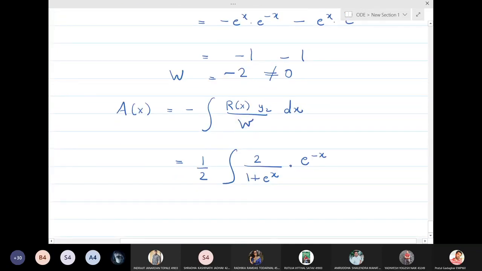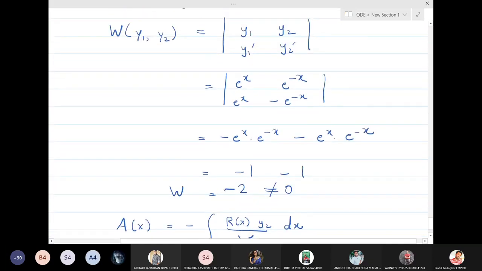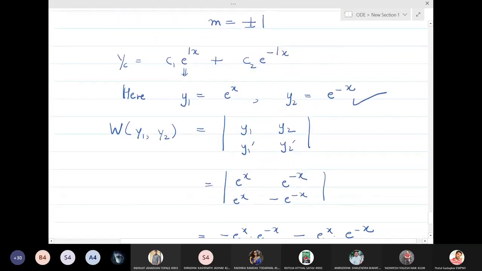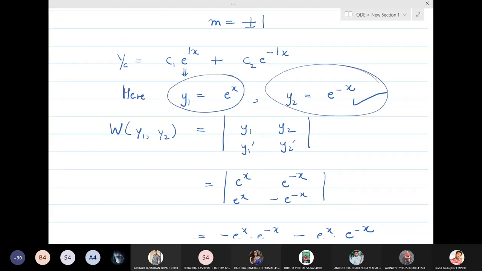Now here you may ask a question: while writing the complementary function, I took this as y2 and this as y1. So what will happen if I change y1 and y2? Because it may happen that I call e raised to minus x my y1 and e raised to x my y2. So where will the change come?